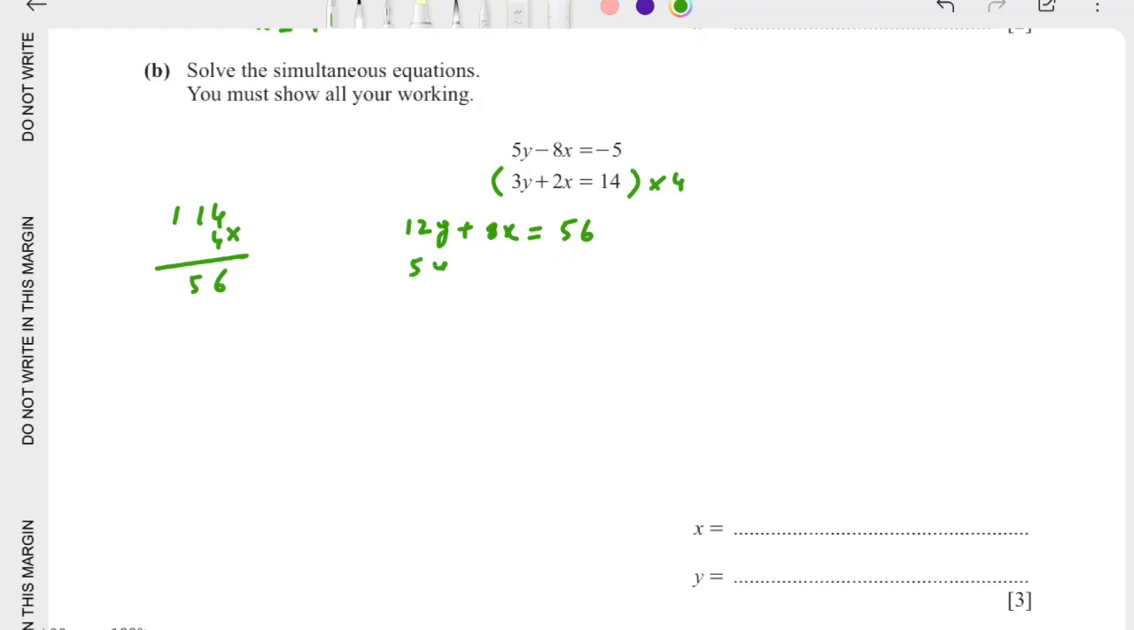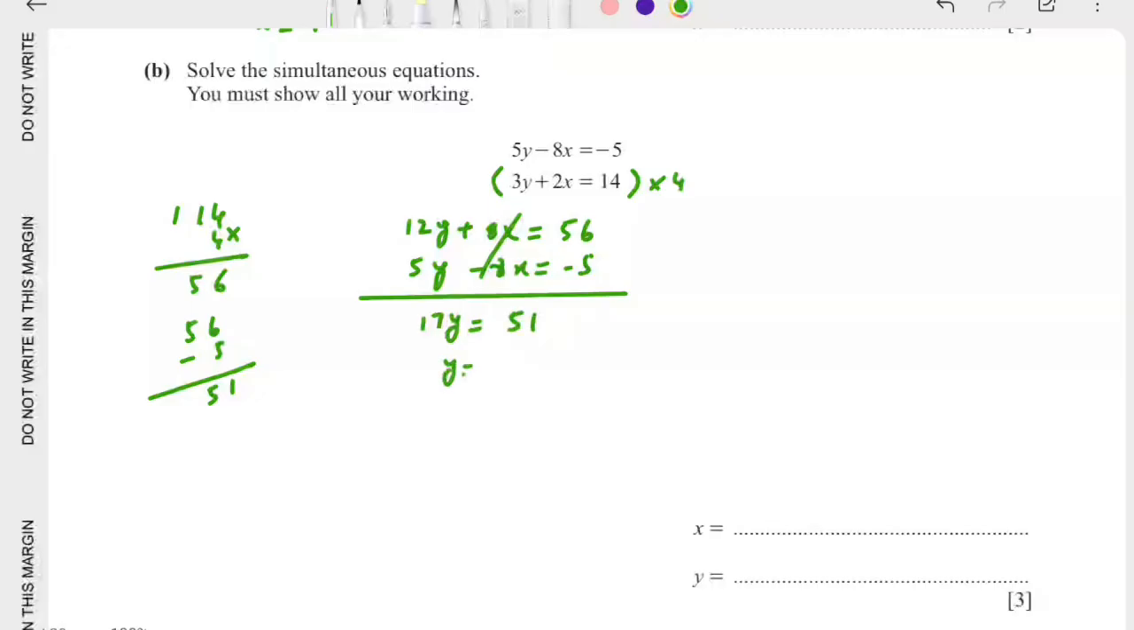Now write equation number 1. 5y minus 8x is equal to minus 5. Now we are going to add them. It will be subtracted. So 12 plus 5 is equal to 17y is equal to 56 minus 5, which is 51. So the value of y is equal to 51 divided by 17, and the value of y becomes 3. Now we have to find out the value of x.